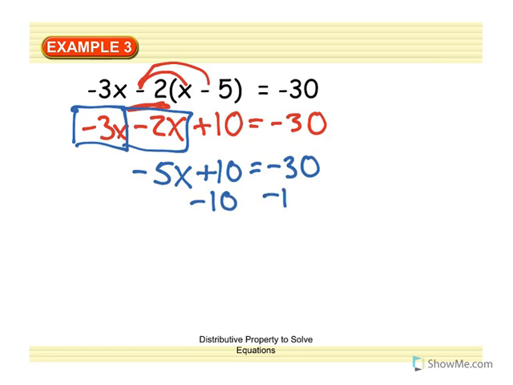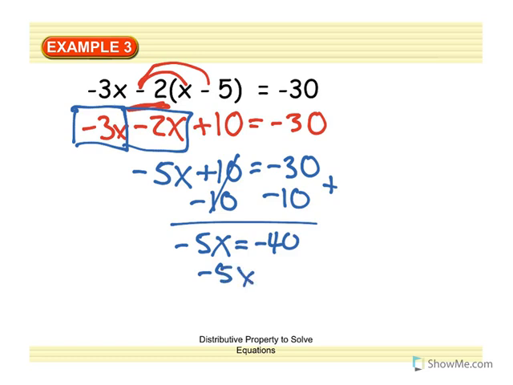I want to isolate the variable, so I add -10 on both sides. That's going to give me -5x is equal to -40. I will rewrite. I'm going to divide both sides by -5. And that's going to give me x is equal to +8.